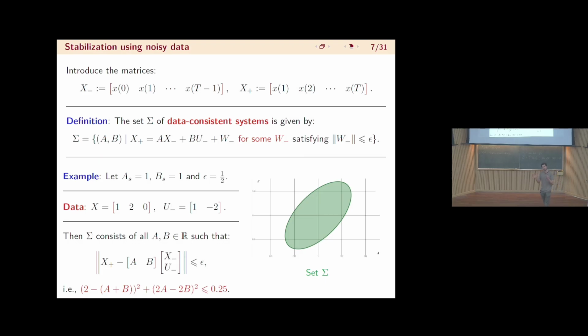And my goal, again, in the rest of the lecture is going to be to find a controller which stabilizes all systems in this green region. So all systems consistent with the data. Any questions about this, about the set of consistent systems? Is it clear?